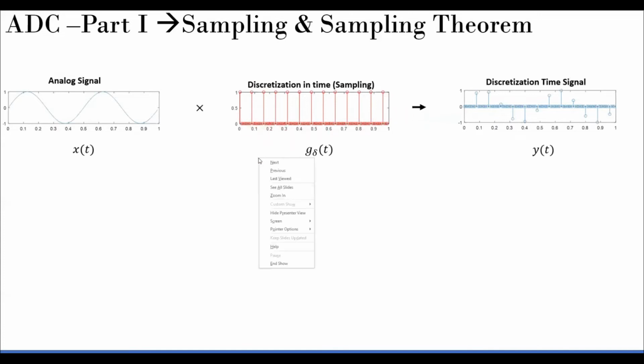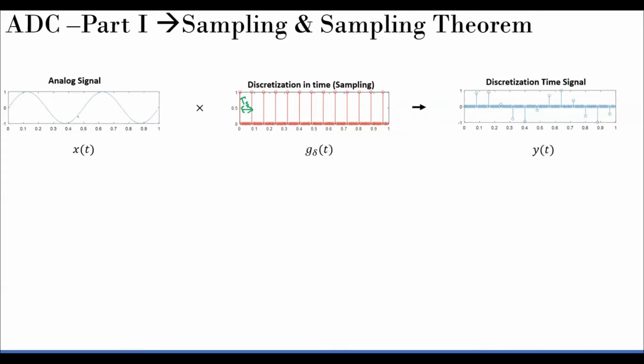Let's assume the time interval is Ts, capital T, small s suffix. So that's a uniform time interval. I only consider the values at 0, Ts, 2Ts, 3Ts, 4Ts, and so on. And that is what I have here.